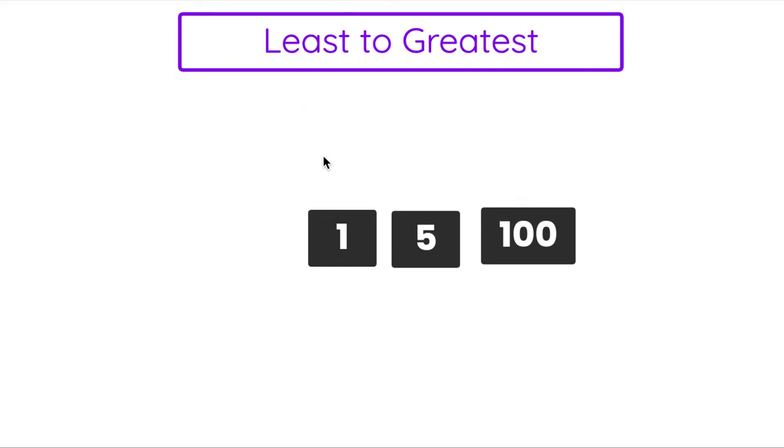1 is the least, which means the smallest, the littlest, the less number. And we're going all the way up to the greatest, the biggest number. I'm going to draw an arrow going this way because here we have the 1, the 5, and the 100. That's how we order numbers from least to greatest.